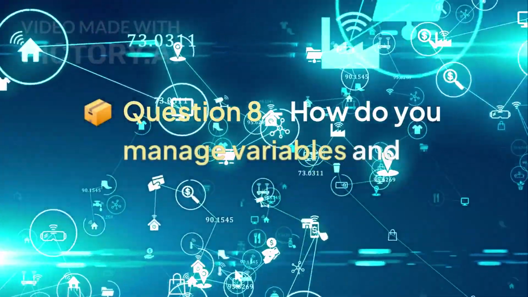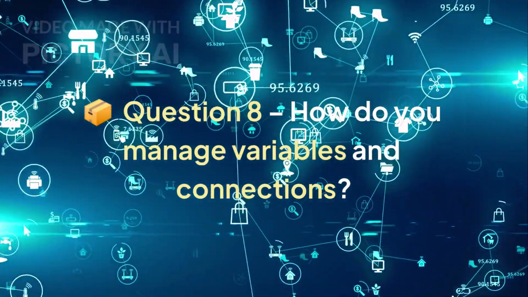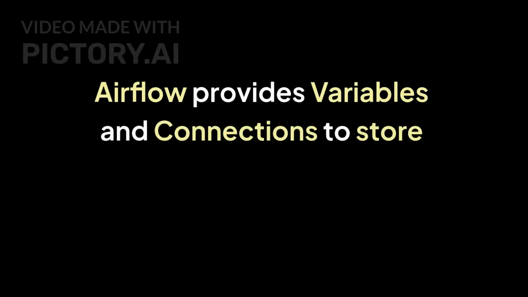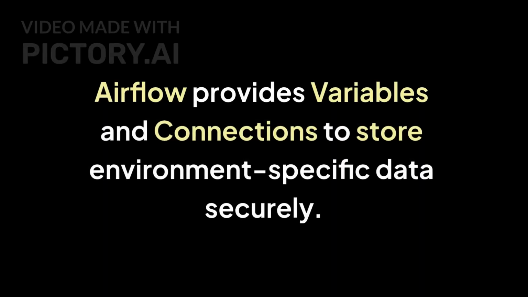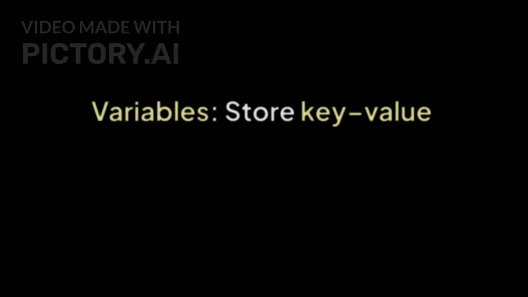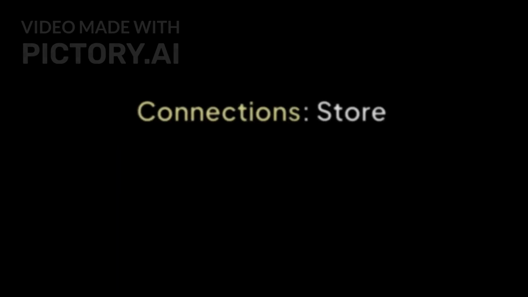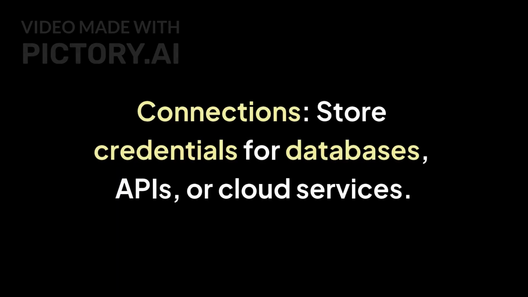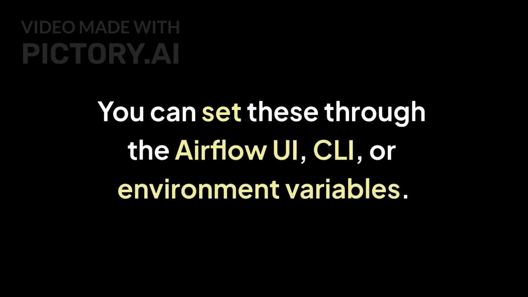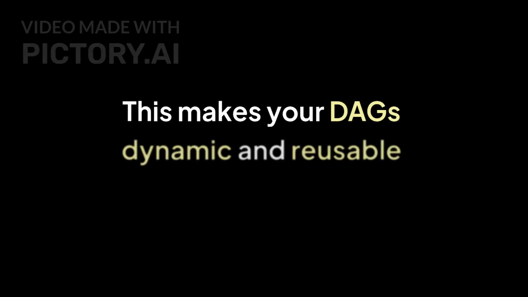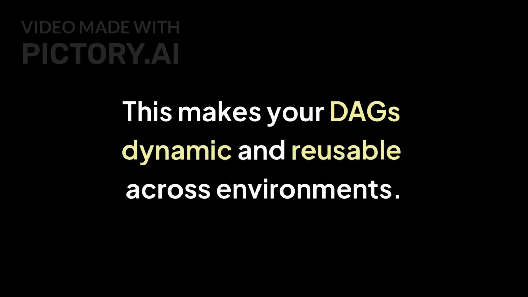Question 8: How do you manage variables and connections? Airflow provides variables and connections to store environment-specific data securely. Variables store key-value pairs, such as file paths or configuration settings. Connections store credentials for databases, APIs, or cloud services. You can set these through the Airflow UI, CLI, or environment variables. This makes your DAGs dynamic and reusable across environments.